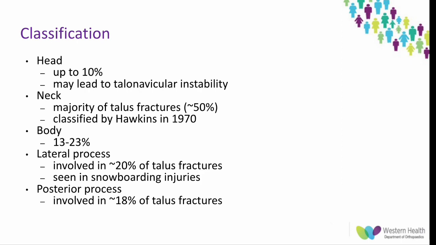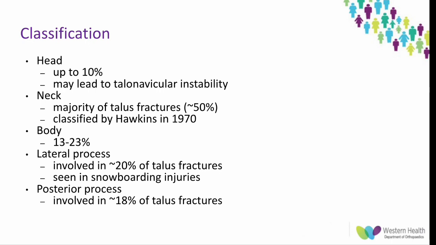So looking at the classification, talus fractures can be broken down into head, neck, body, lateral process, and posterior process fractures. Head fractures make up about 10% of fractures, and they can lead to talonavicular instability. The majority of talus fractures are neck fractures, and this is classified by Hawkins in 1970. About 13 to 23% of fractures involve the body. There will be some involvement of the lateral process in about 20% of talus fractures, and an isolated lateral process injury is often seen in snowboarders, and posterior process fractures are involved in about 18% of talus fractures.